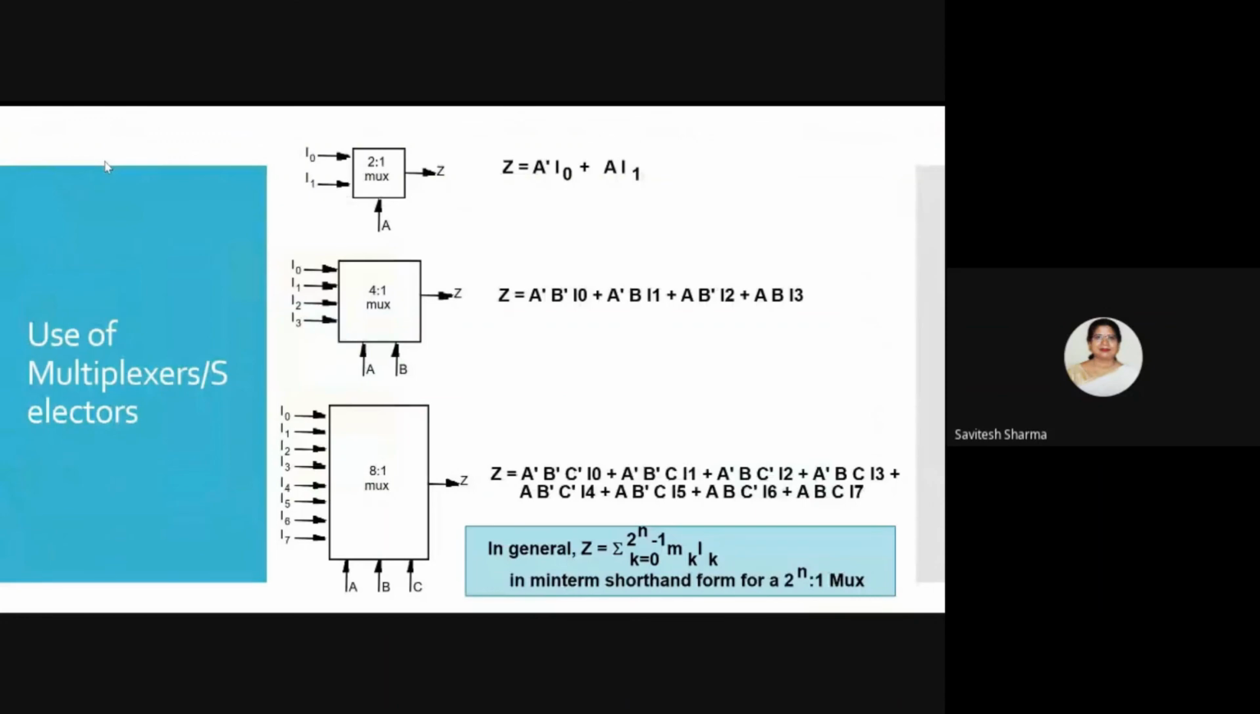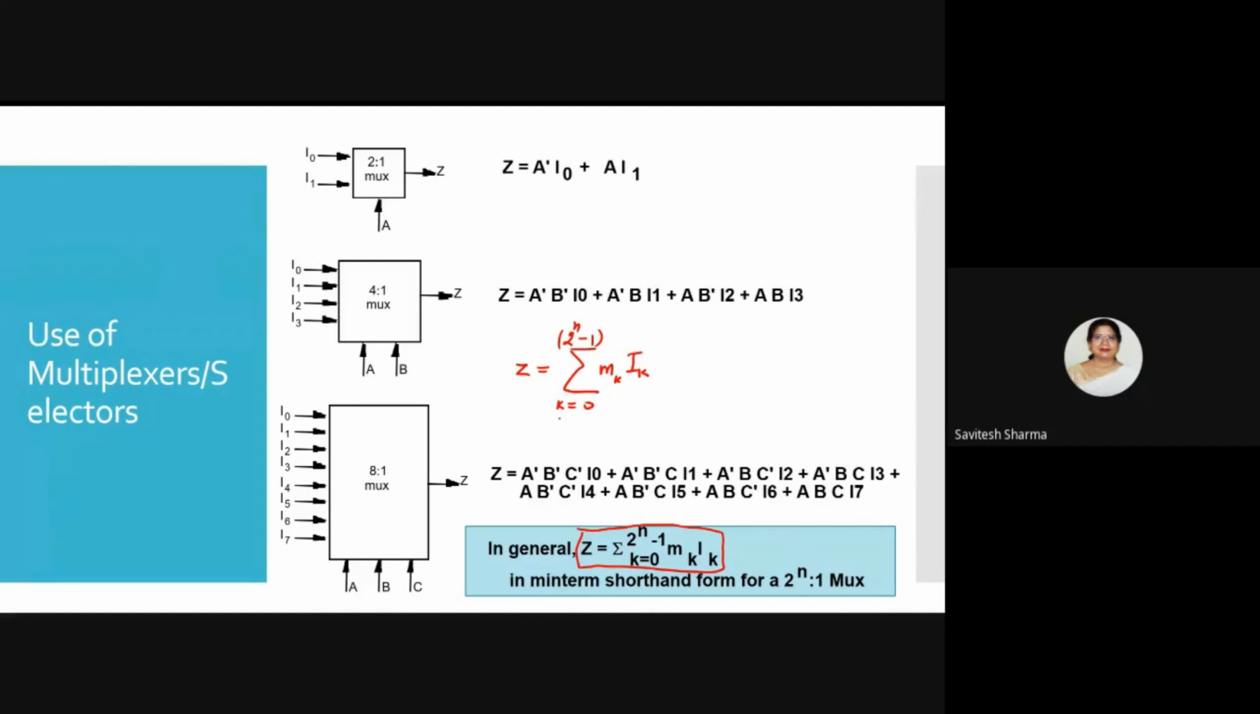So all that we learned today, 2:1, 4:1, 8:1, I wrote here. But if you want to write the expression for a 2 to the power n to 1 mux, this is a generalized formula. The sum varies from k equal to 0 to 2 to the power n minus 1. M is the select line term. I am writing I in subscript k, I k.